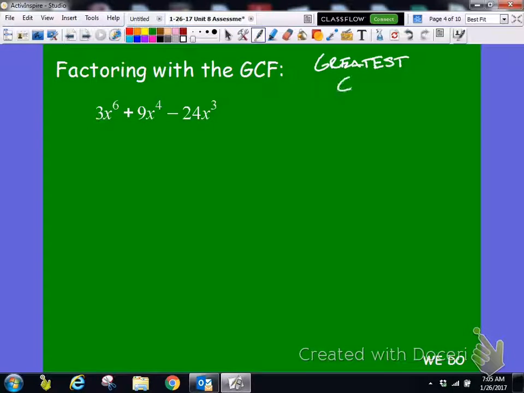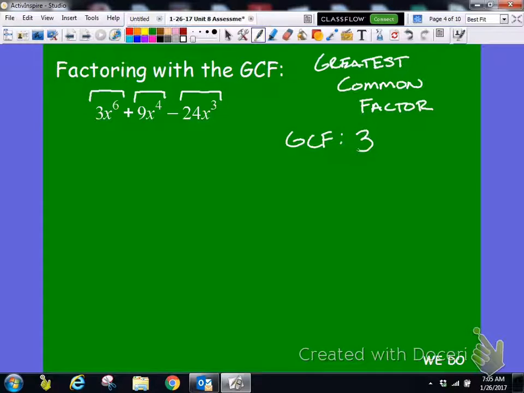Greatest common factor. Not just common factor, but I want the greatest common factor. So in this case, my GCF, I have to identify how many terms there are, which in this case there are 1, 2, 3 terms. So 3, 9, and 24, the greatest common factor that those numbers share is 3.